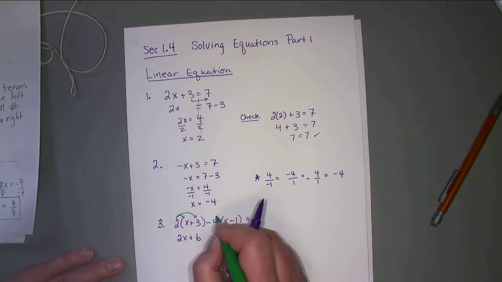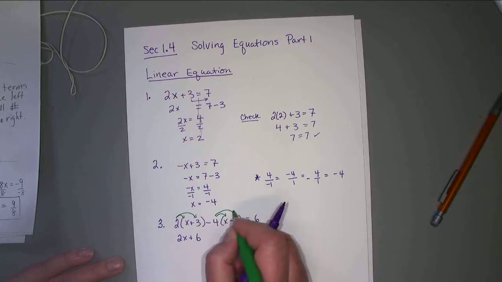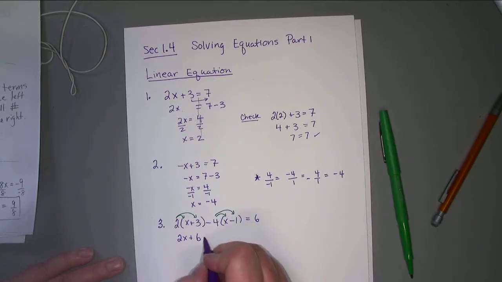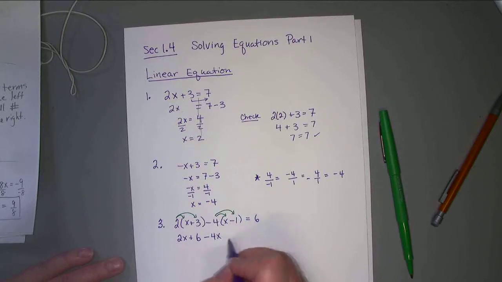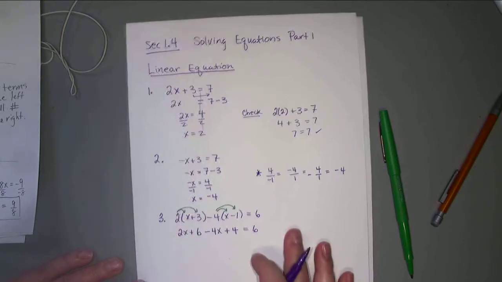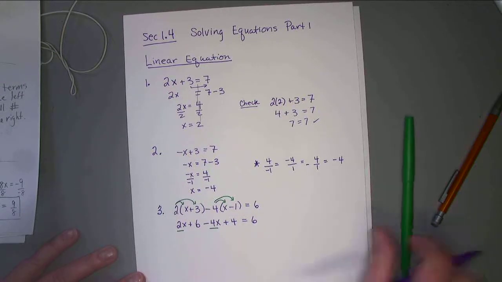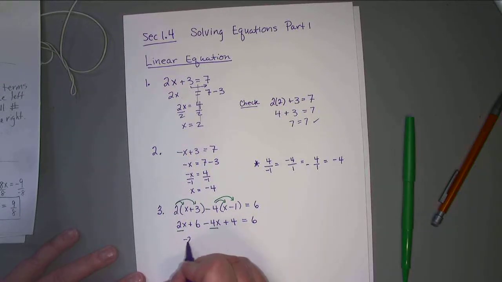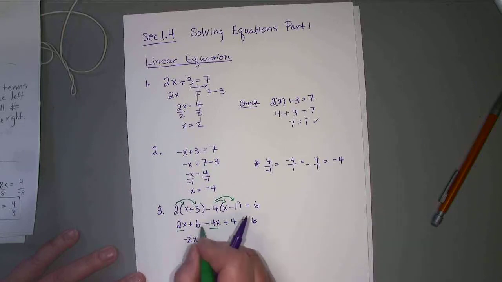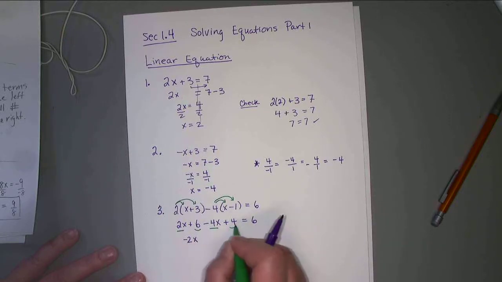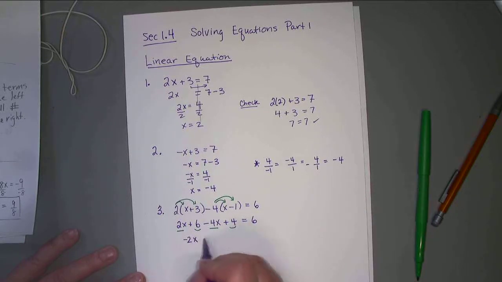And do the same thing here with this negative 4. So that's a minus 4x. Be careful to take the sign with the 4. And a minus is a plus 4. And then we do the same thing. But you notice that we've got a 2x and a minus 4x. So 2 minus 4 is minus 2. And we've got a 6 and a 4. They're both positive, so that would be 10.